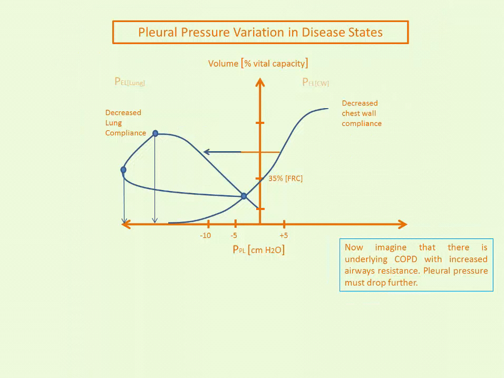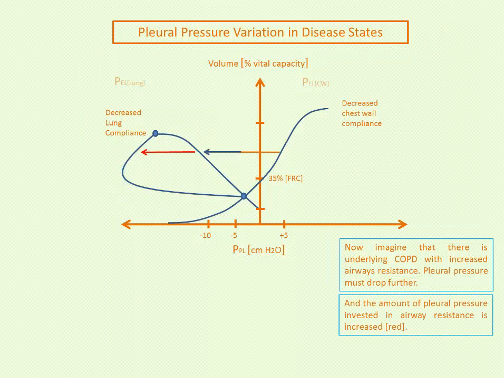They're working hard to breathe, and I'm sure you've seen these patients who have massive ascites and pulmonary edema and maybe an underlying increase in airways resistance. So their pleural pressure must be much lower to generate a given gas flow and thoracic volume. So this red, this is the amount of pleural pressure invested in airway resistance. This is the dynamic aspect of breathing.